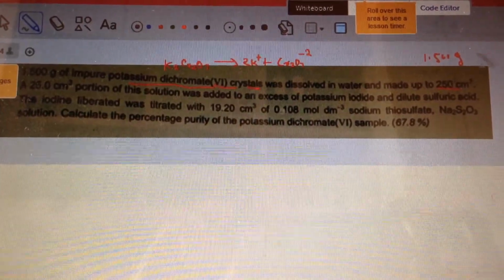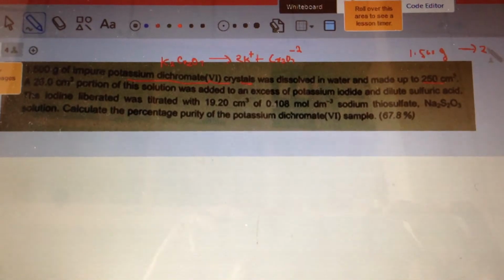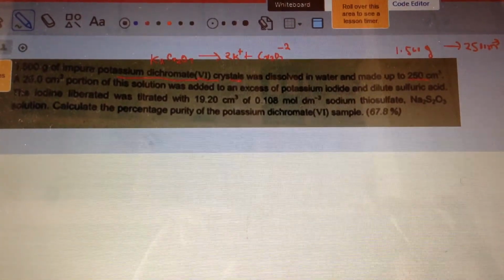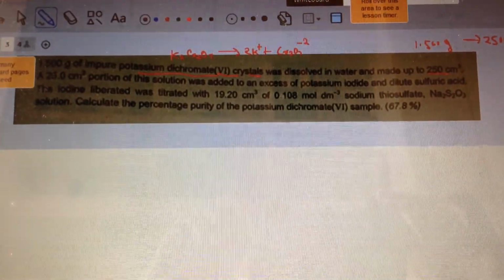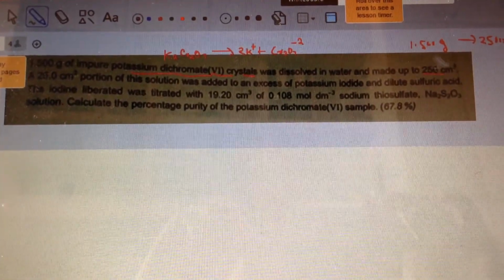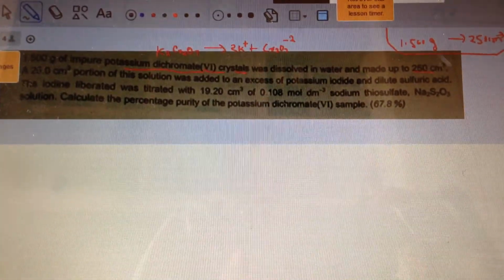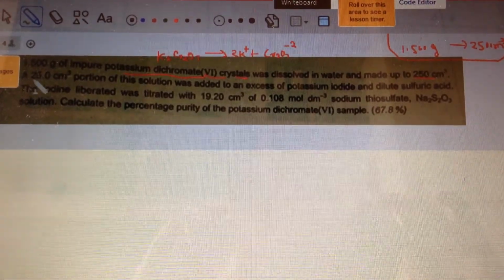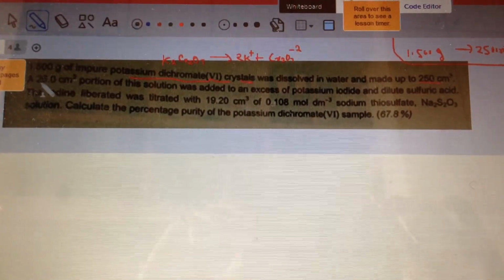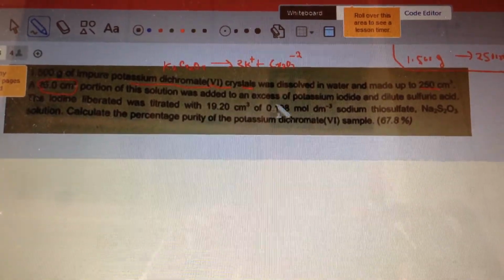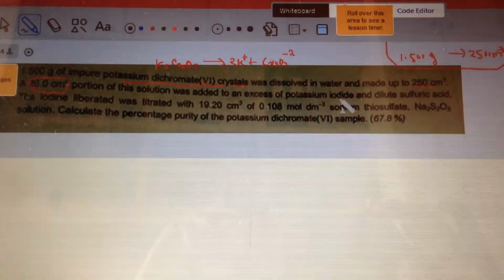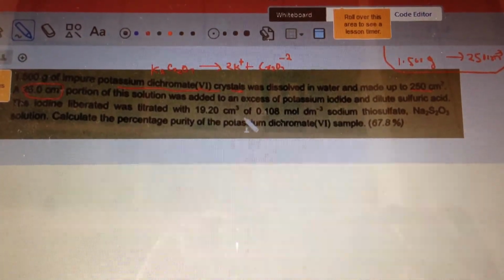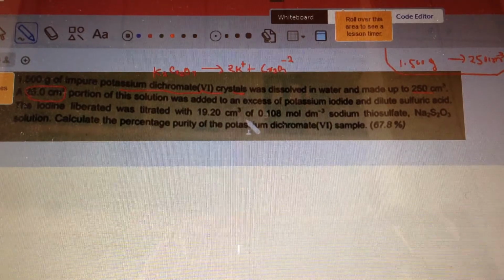grams, and it was put into 250 centimeter cubed volume. Once it was dissolved, they took a 25 centimeter cubed portion of that solution, and it was added to potassium iodide and dilute sulfuric acid. So it's a very similar reaction to what we just did in the previous case.